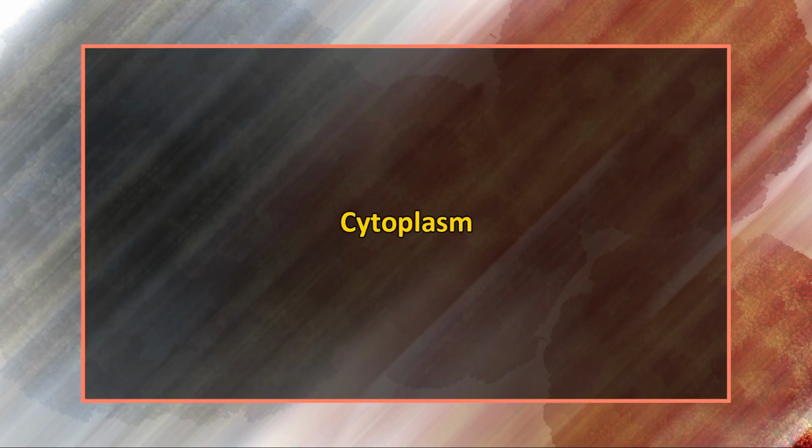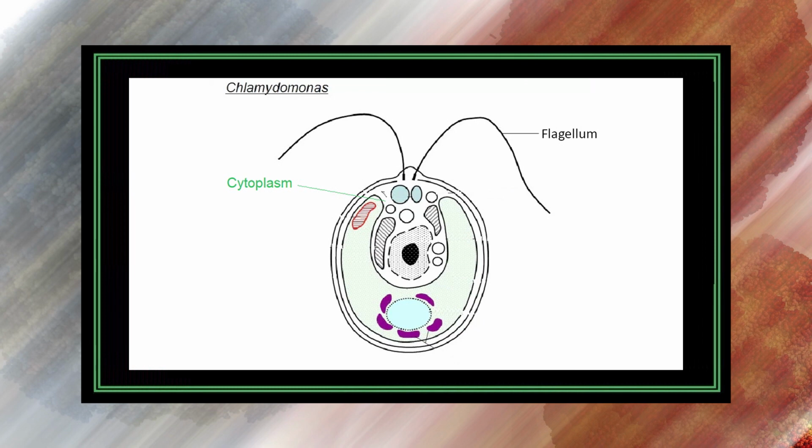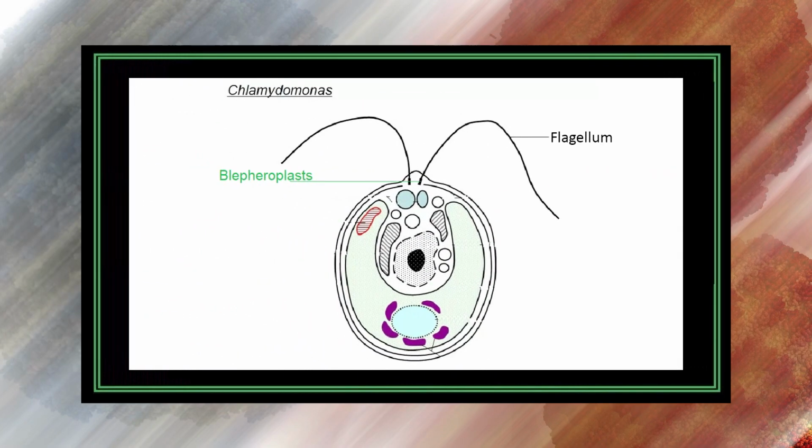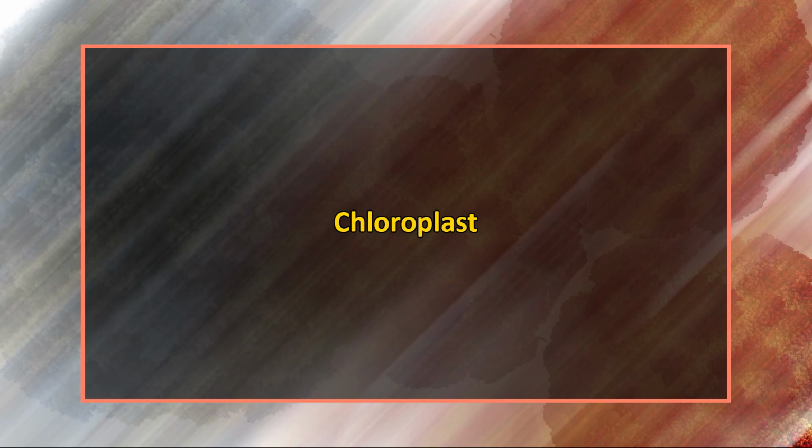Now, cytoplasm. It is the colorless, colloidal, aqueous, living solution lying inside the plasma membrane. It contains non-membranous organelles like centrosome and basal bodies called blepharoplasts, single membrane bound organelles like endoplasmic reticulum, dictyosomes, contractile vacuoles, and double membrane bound organelles like mitochondria, a chloroplast, and nucleus.